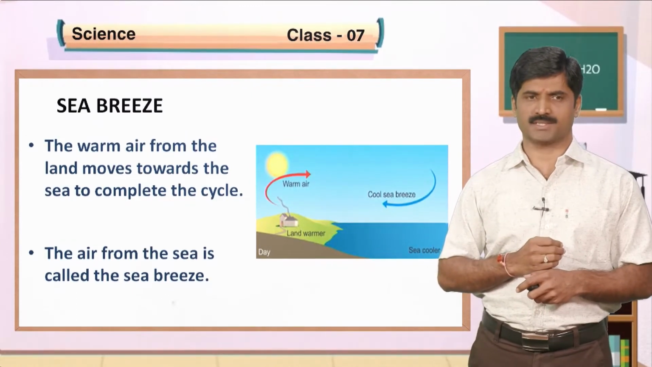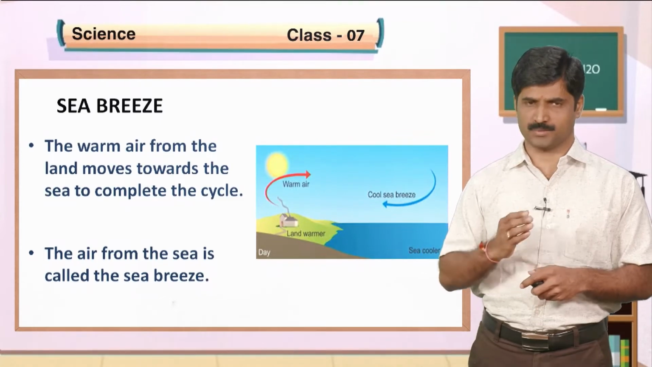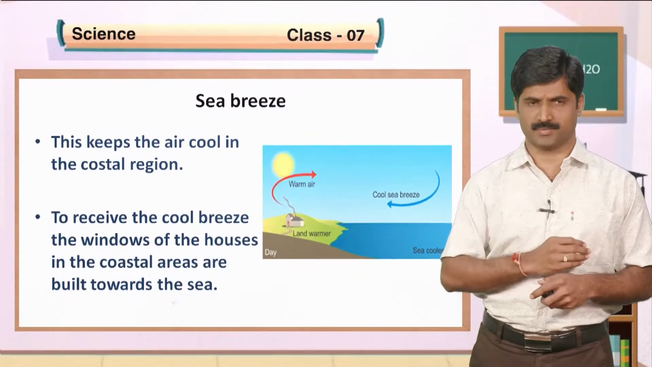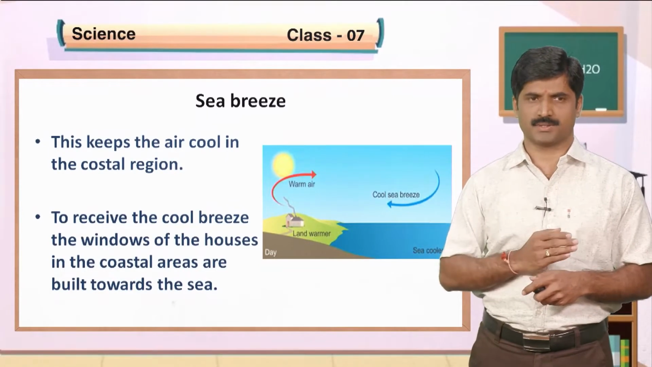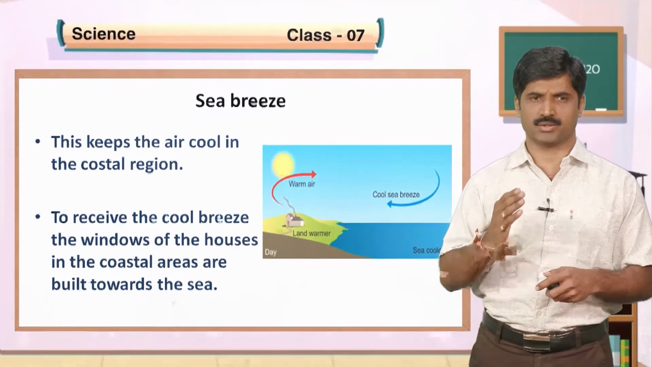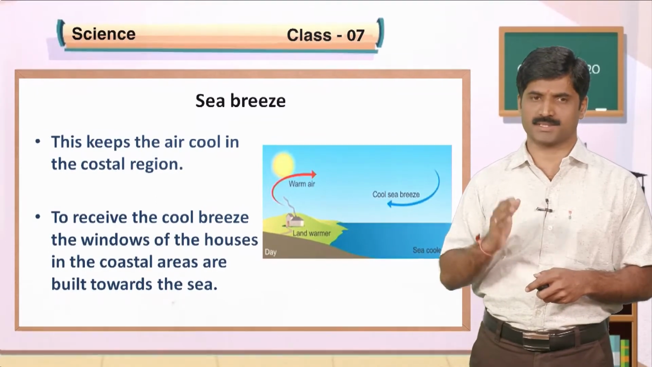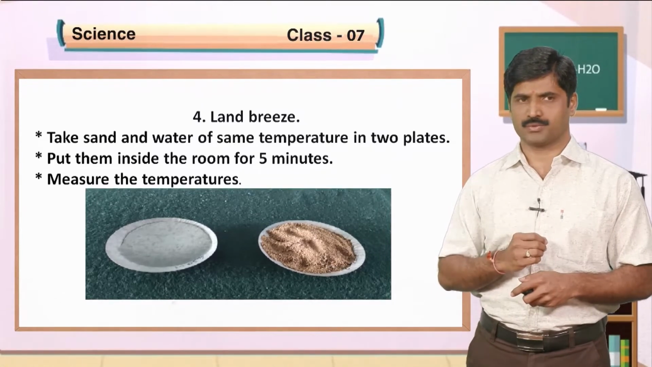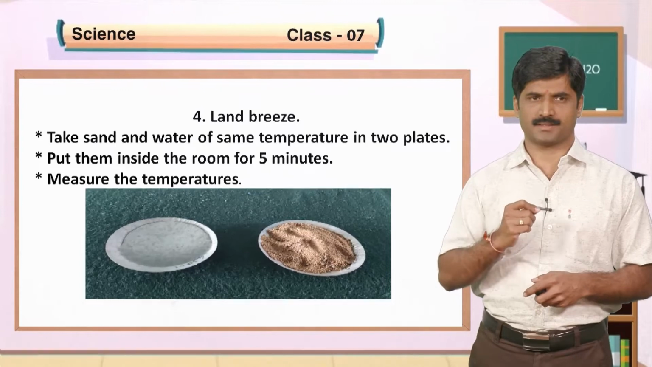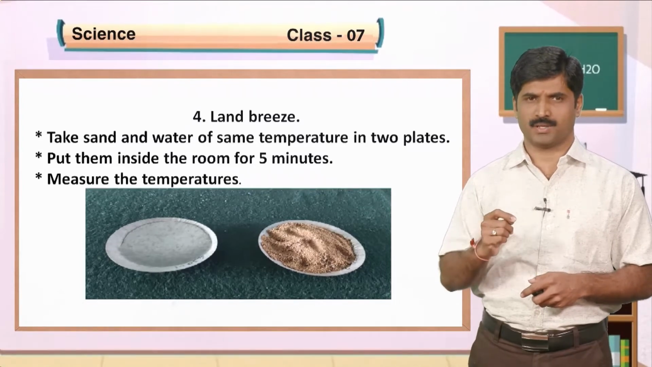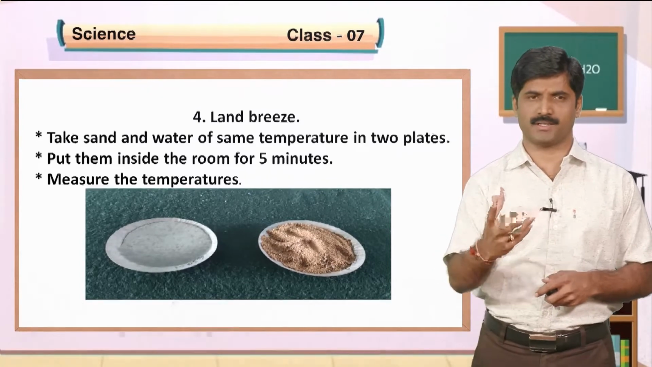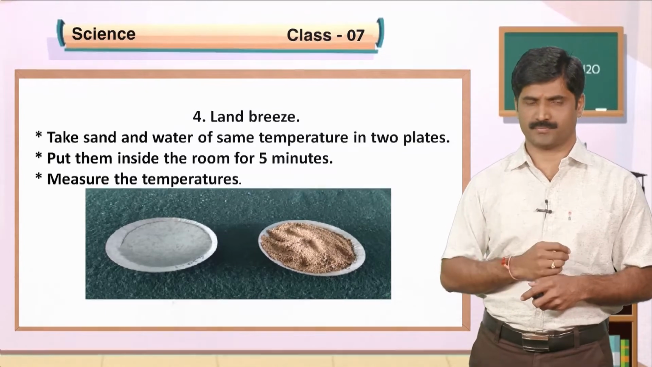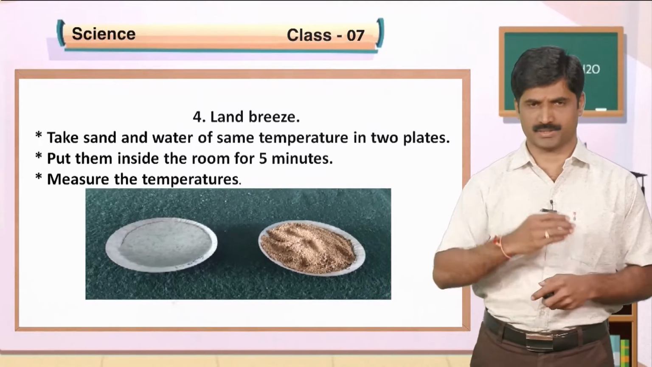The air from the sea is called the sea breeze. This keeps the air cool in the coastal region. To receive the cool breeze, the windows of the houses in coastal areas are built towards the sea. Let us study about land breeze. Before that, we will do an activity. Take the sand and water of same temperature in two identical plates. Put them inside the room for 5 minutes and then measure the temperatures.